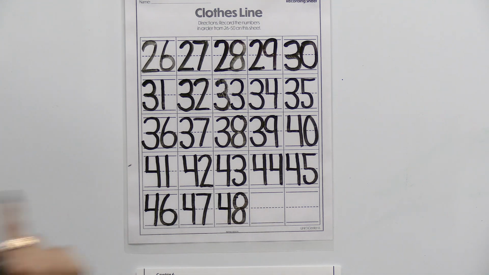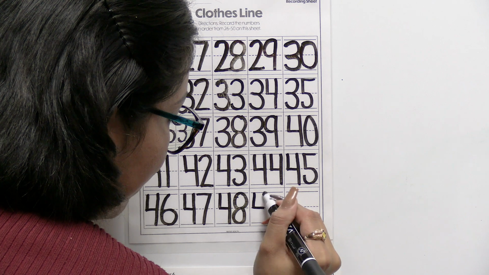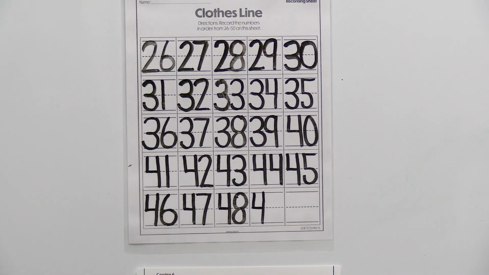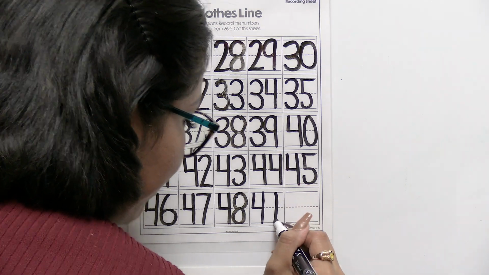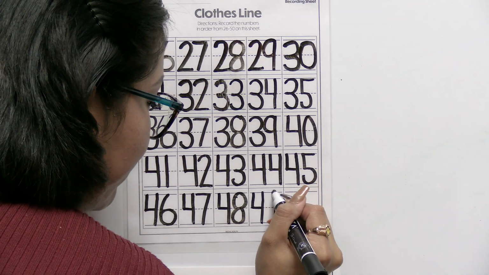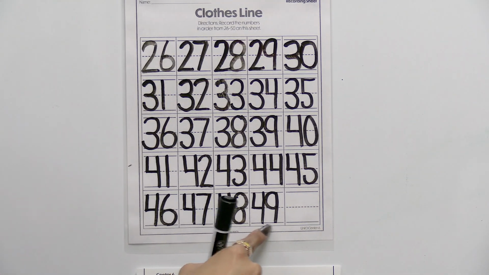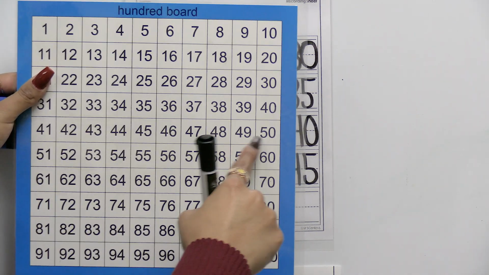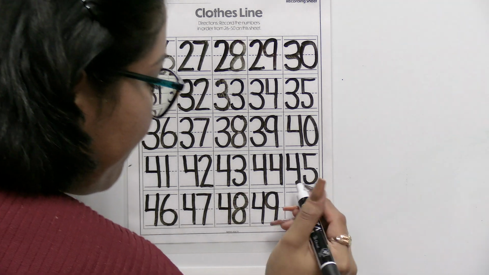Next we have 49. So let's write number 49, starting with your number 4. And then let's write the number 9 next to it. So let's start at the top, go straight down, and then we'll make a little half circle. Make a 9, 49. Okay, so we have 49. What comes next? 50.